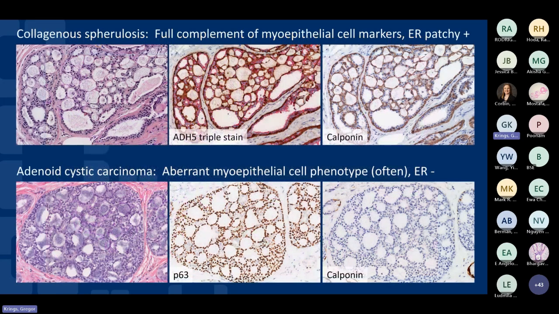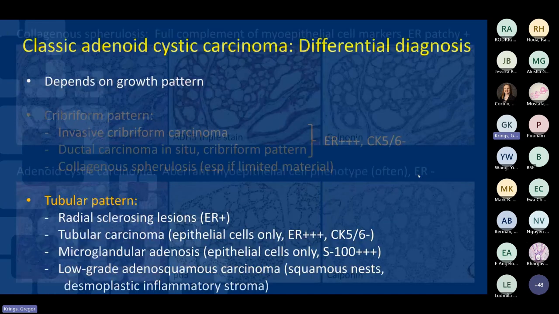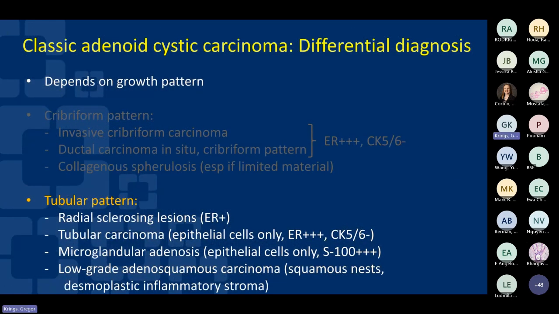In challenging cases, immunohistochemistry can be very useful. Collagenous spherulosis retains a full complement of myoepithelial cell markers and also is ER patchy positive, whereas adenoid cystic carcinoma, again, often loses at least one myoepithelial cell marker or shows aberrant staining, and these tumors are typically ER negative. The tubular pattern, again, can be very challenging to differentiate from radial sclerosing lesions or adenosis, as I've just shown you an example. Again, here a panel of myoepithelial cell markers as well as ER can be very helpful.